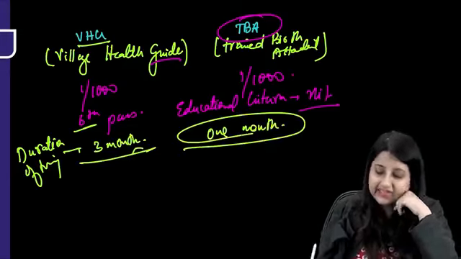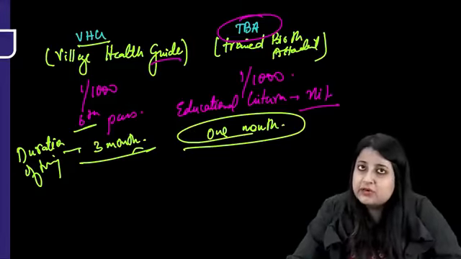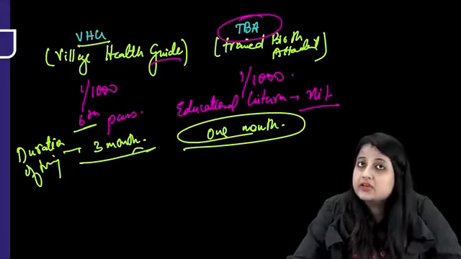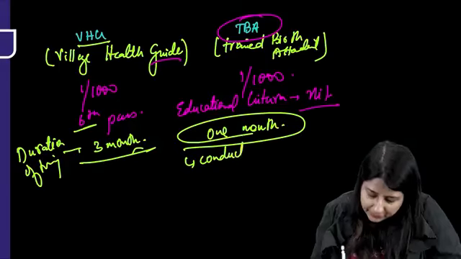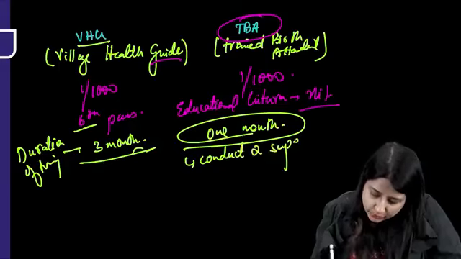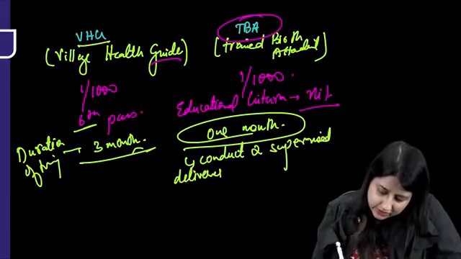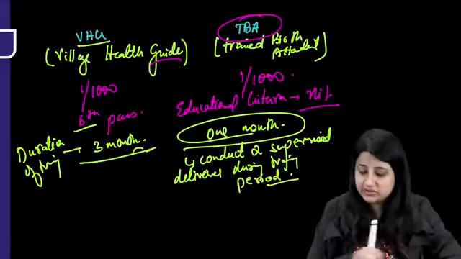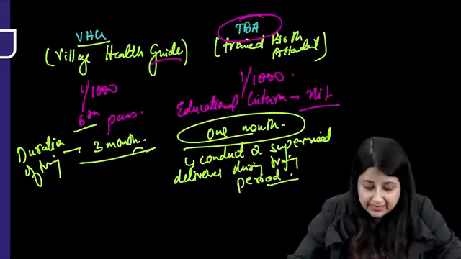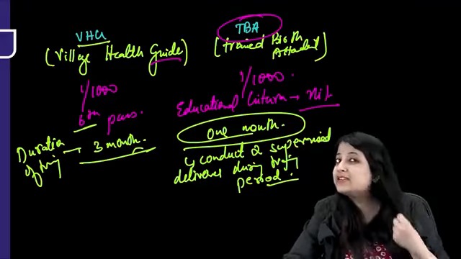So if a trained birth attendant gets a duration of training of 1 month, and she is able to conduct 2 supervised deliveries during her training period, she becomes a TBA. She should be able to conduct how many supervised deliveries? 2 supervised deliveries during training period. So that is TBA. Anything can come. The difference between village health guide as well as trained birth attendant is equally important.